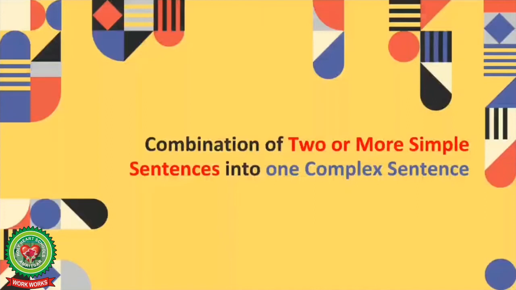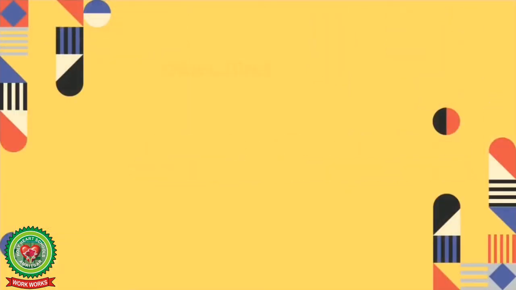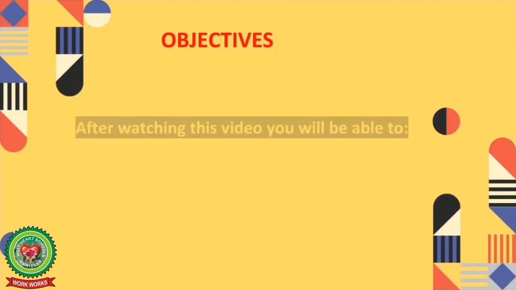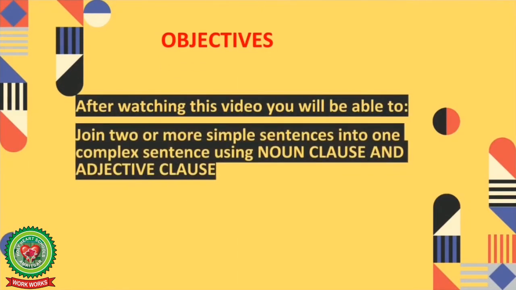Today we are going to do combination of two or more simple sentences into one complex sentence. After watching this video, you will be able to join two or more simple sentences into one complex sentence using noun clause and adjective clause.